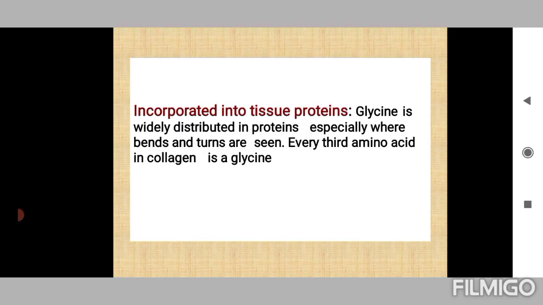Now, finally glycine is incorporated into tissue proteins. This is one of the important functions of glycine. It is widely distributed in protein, especially where there are bends and turns. And glycine is mostly seen in the interior of proteins also. And obviously in collagen, it is in plenty. Every third amino acid of collagen is glycine.